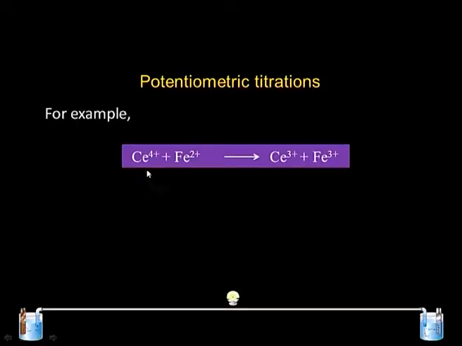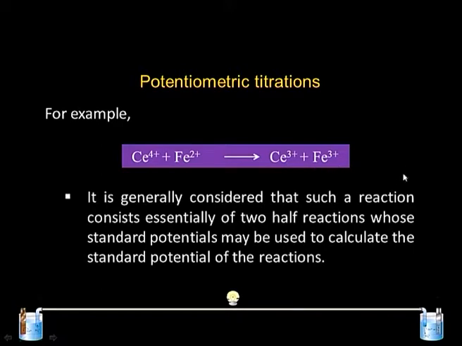For example, let us consider the case of cerium ions. Here, cerium 4 plus is reacting with Fe2 plus to give cerium 3 plus plus Fe3 plus. It is generally considered that such a reaction consists essentially of two half reactions whose standard potentials may be used to calculate the standard potential of the reaction.